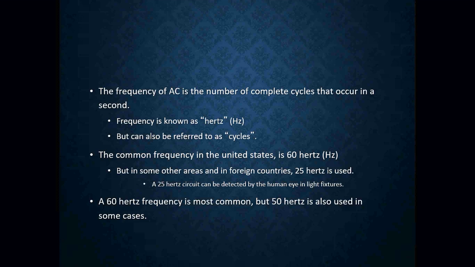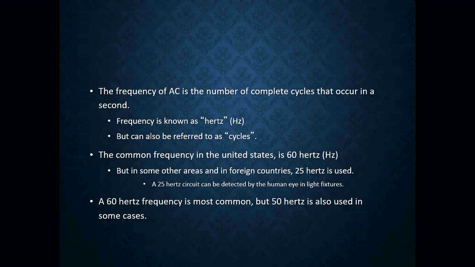But more commonly, when you look at a motor or compressor and stuff like that, it's going to have a hertz rating on it. The common frequency in the United States is 60 hertz. Some other areas and foreign countries use 25 hertz. A 25 hertz cycle can be detected by the human eye in light fixtures.